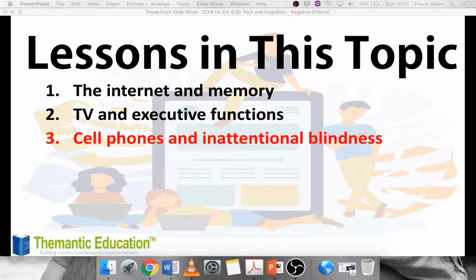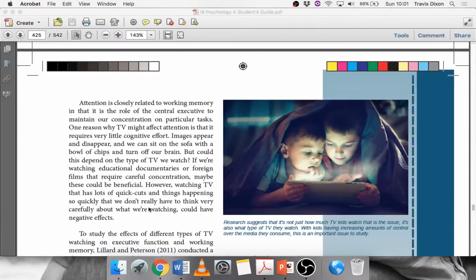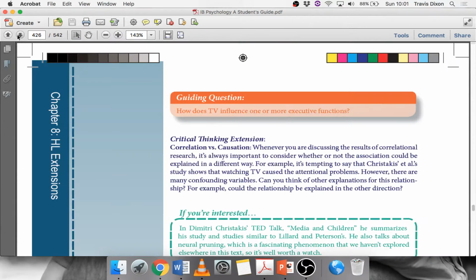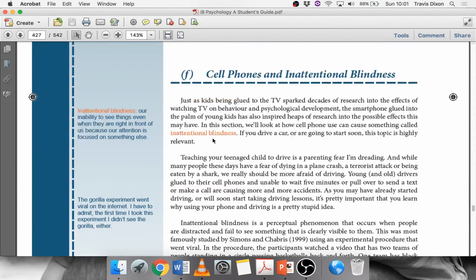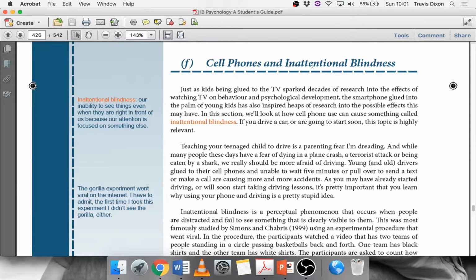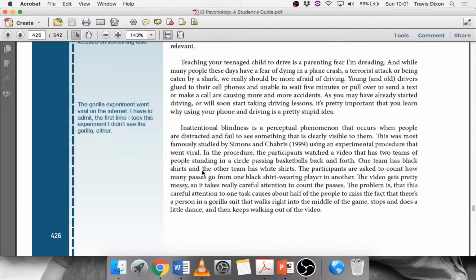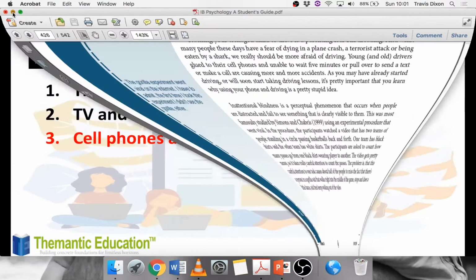All right, carrying on with technology and cognition and the negative effects, the final lesson in this topic, cell phones and inattentional blindness. So if we look over in the textbook, in the last lesson we looked at TV and working memory, and now we're going to look at why definitely anyone should not text and drive. So we'll look at how cell phones might influence our attention. And this is up to about page 326 of the textbook.